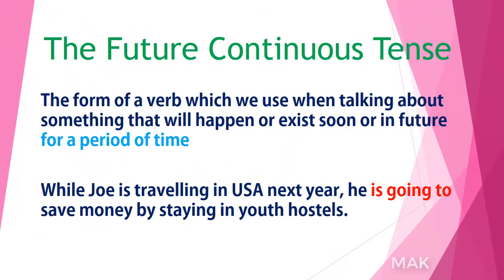The future continuous tense: the form of a verb which we use when talking about something that will happen or exist soon or in future for a period of time. While Joe is traveling in USA next year, he is going to save money by staying in youth hostels.